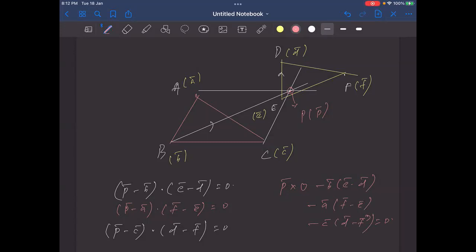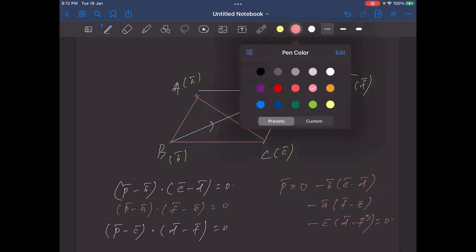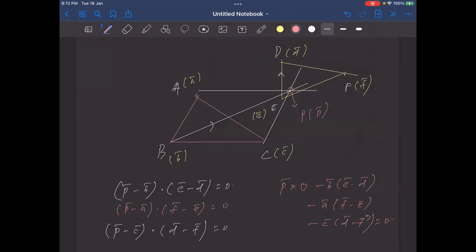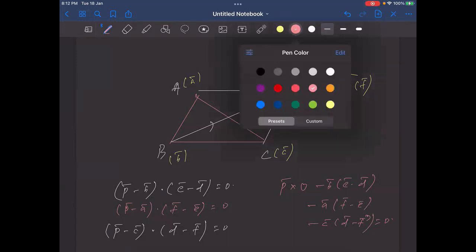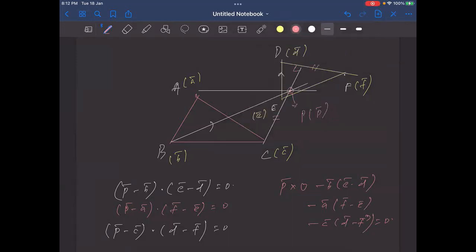The lines are perpendicular, so all these dot products will be 0, not the vectors. This vector and this vector are perpendicular, so the dot product will be 0. In the same way, I've assumed this is perpendicular here. It means this vector and this vector is 0. Clear? Then we have assumed this as a 90 degree. It means this vector and this vector will be 0. So I've used the dot product as 0. Clear?